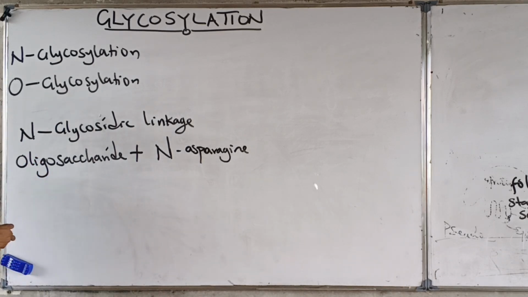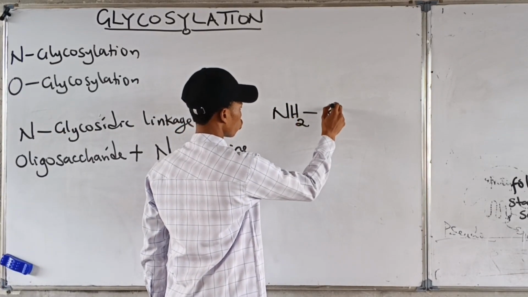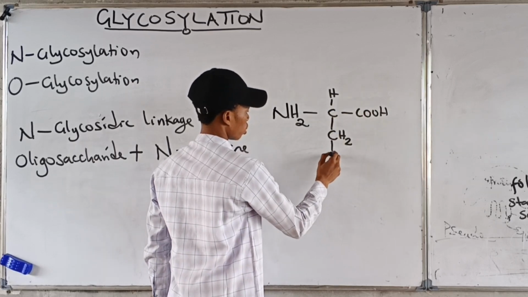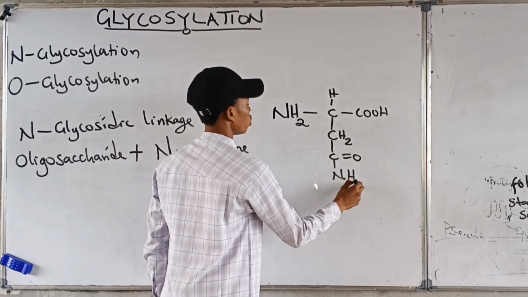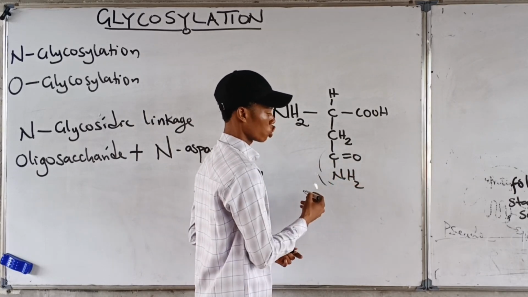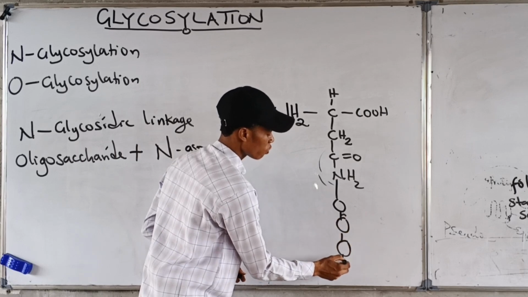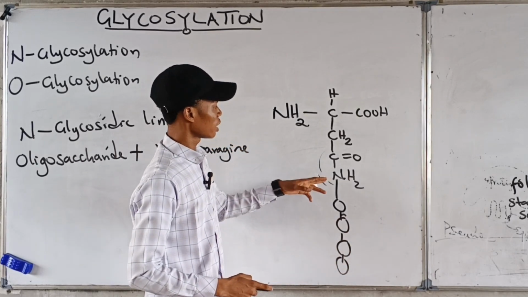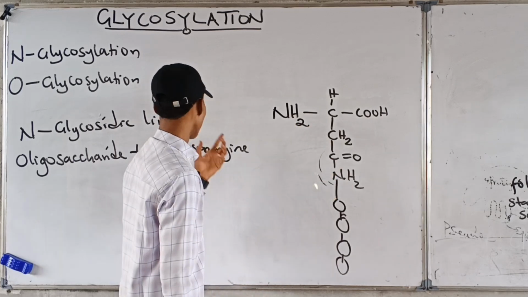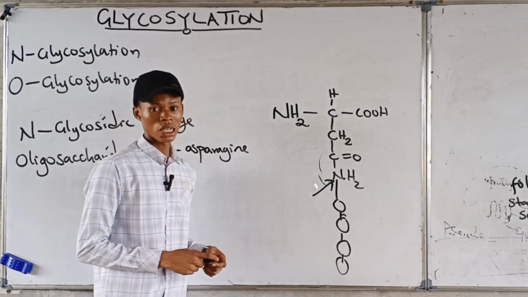Now, if you look at the structure of asparagine, look at this structure on the board here. I'm drawing the structure of asparagine. Okay, so this is the structure of asparagine. Now you can see that this is an amide functional group. So here, if we link an oligosaccharide, that is a few sugar units, to this amide nitrogen of asparagine, what we are forming is an N-glycosidic linkage.